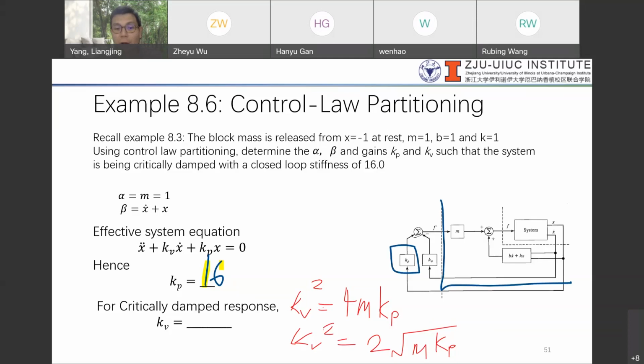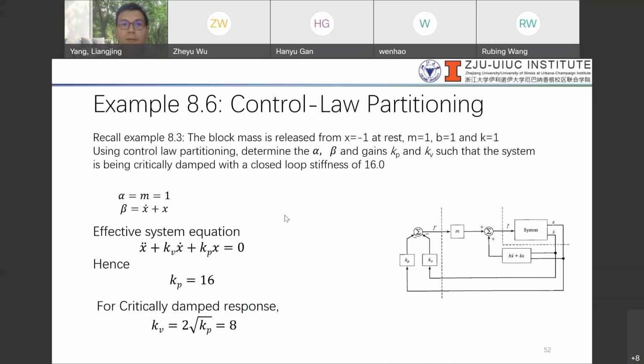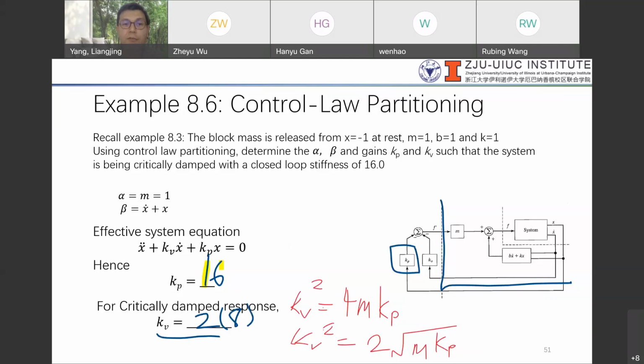So the same thing, if you want it to be critically damped, you can work out your KV as well. So it's probably 2 times 8. Oh, sorry. Your KP is 16, so KV should be 4. Square root of 16 is 4.